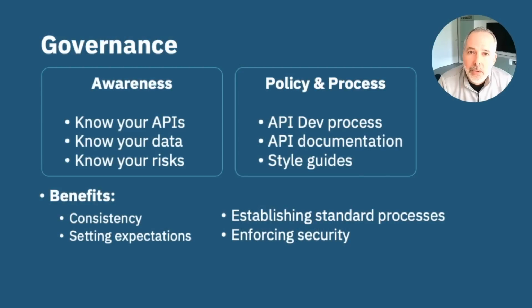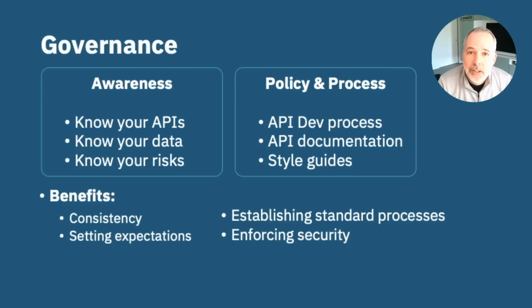It's about establishing standard processes for how APIs move from development into production in a consistent way, and enforcing security to make sure that nothing moves into production that hasn't gone through the same level of security assessment and vetting. There are two core components to governance. There's the awareness side, which is all about having proper visibility in what APIs you have. What infrastructure are they running on? What data do they have access to? And what risk do these APIs bring along with them?